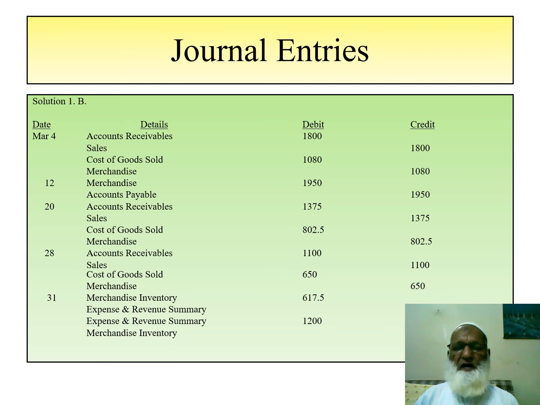And we are going to close the opening inventory. We had 200 units costing 1200, so expense and revenue summary is debited and merchandise inventory is credited by 1200. These are the journal entries, and probably this is our last slide, and hopefully as you practice more and more, you will learn more.